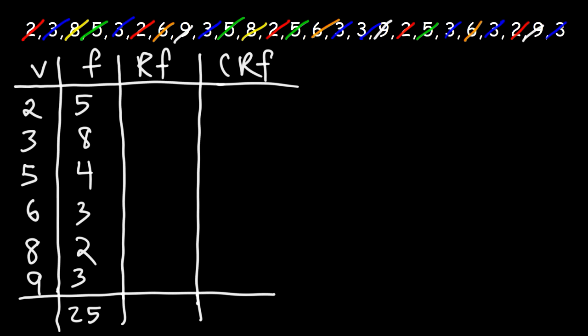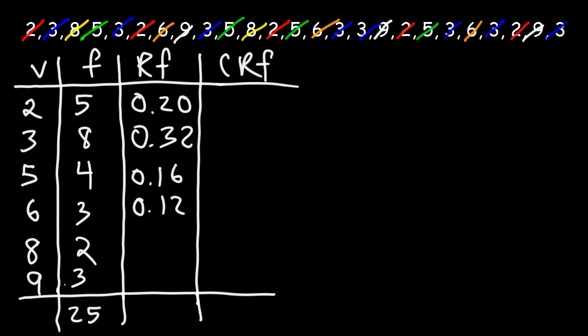Next, we need to calculate the values for the relative frequency column. So take the frequency and divide it by the total frequency. 5 divided by 25, that's going to be 0.2, but we're going to write it as 0.20. Next, we have 8 divided by 25, and so that's going to be 0.32. And then let's take 4 and divide it by 25. So that's 0.16. And then we have 3 divided by 25. So that's 0.12. Now since we have another 3 here, we can also put 0.12 there as well. The last thing we need to do is take 2 and divide it by 25, which is 0.08.